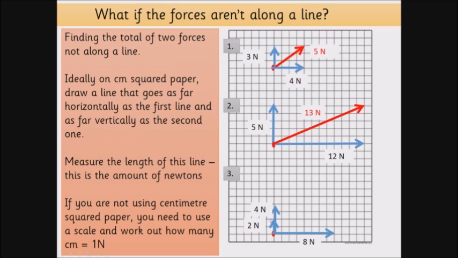And this one here, a little bit more complicated. We've got 4 newtons and 2 newtons upwards, so added together those would make 6 newtons, and then 8 newtons across, so we need a line that goes diagonally across 8 and diagonally up 6. Again, I could just do some trigonometry and say 6 squared plus 8 squared, square rooted, or if it was on squared paper, I would physically be able to measure this line, and the number of centimetres would be equal to the number of newtons.